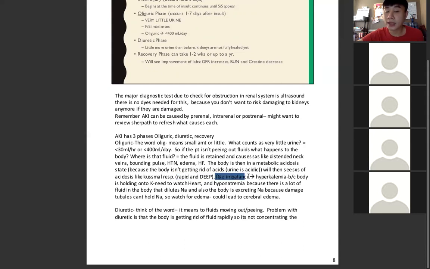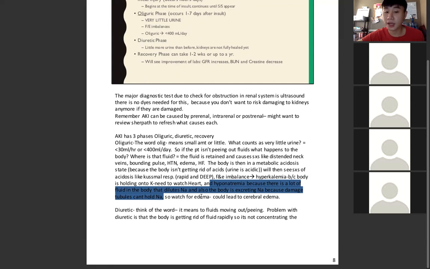Then we have fluid and electrolyte imbalance. We have hyperkalemia because the body is holding on to potassium. We need to watch for the heart as well, because hyperkalemia and anything out of range of the potassium will cause damage to the heart. It will cause dysrhythmia. And then we will have hyponatremia because there's a lot of fluid in the body that dilutes sodium, and also the body is excreting sodium because damaged tubules cannot hold the sodium.